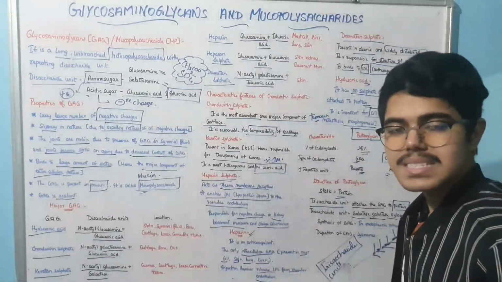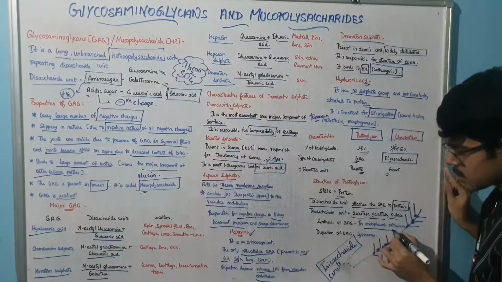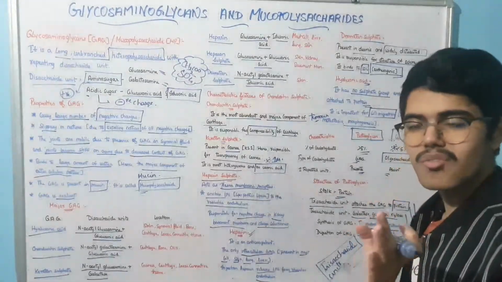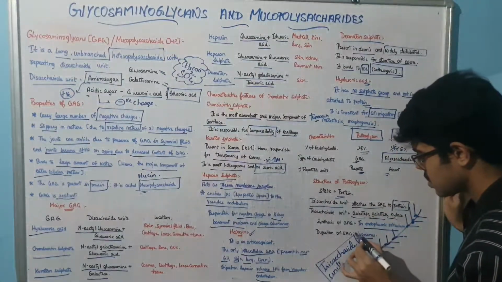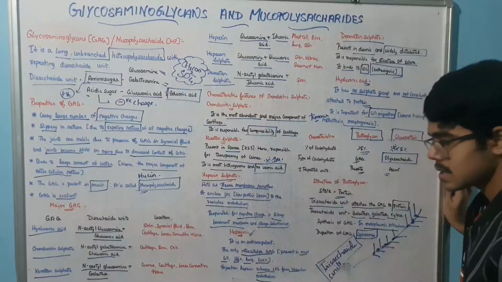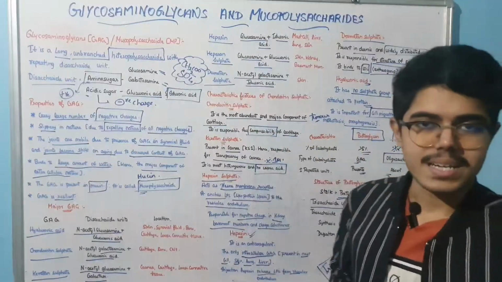So the synthesis of the glycosaminoglycan occurs in the endoplasmic reticulum. But degradation of glycosaminoglycan occurs only in the lysosomes. Okay, this is what we learned about the glycosaminoglycans. In part 2, we will be learning about the mucopolysaccharides. Thank you.